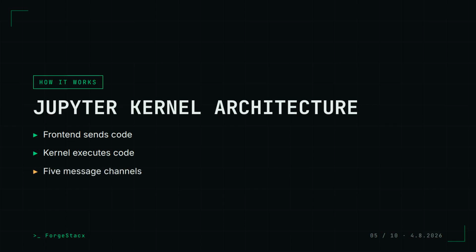The front-end and kernel do not share memory, they talk over 5 distinct logical channels. Shell for the main request and reply loop, I/O pub for broadcasting side effects like output, stdin for user input, control for high-priority system commands, and heartbeat for a simple ping and pong keep-alive socket.